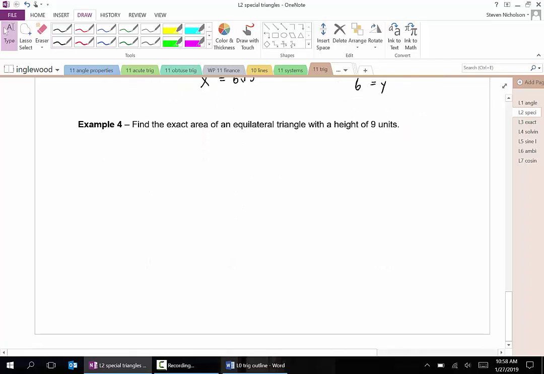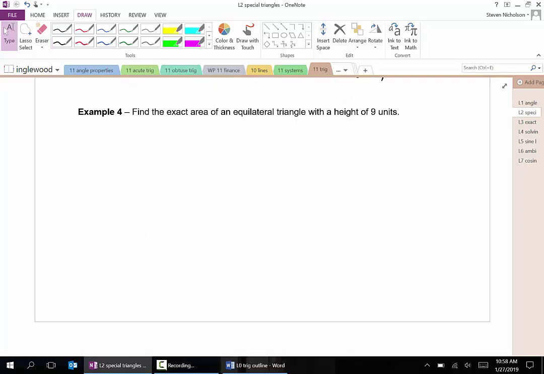So let's have one last example. Find the exact area, no decimals, find the exact area of an equilateral triangle with a height of 6. So one of the strategies that you learned a long time ago is a picture is always a good thing to do. And again, it doesn't have to be a perfect picture, but here's my equilateral triangle.